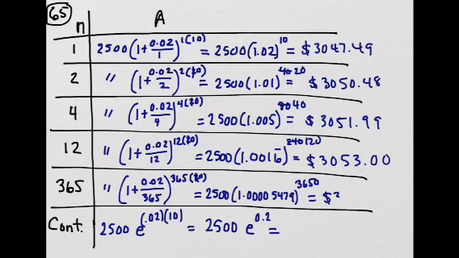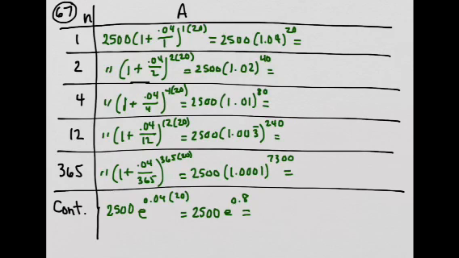And this one is 3,053.49. Okay, for continuous compounding, you use the PERT formula, which is this one right here, where you put P e to the RT. And so it simplifies to this. Punch it into the calculator, and you get 3,053 with 51 cents.